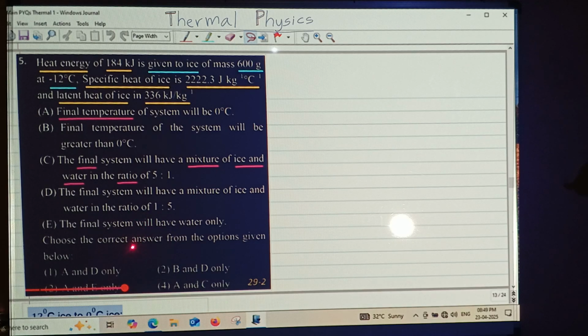Choose the correct answer from the following options given below. Option 1, A and D only. Option 2, B and D only. Option 3, A and E only. Option 4, A and C only. We have to find out which statements are true. You can pause and try this question.